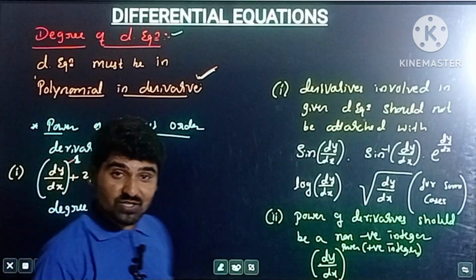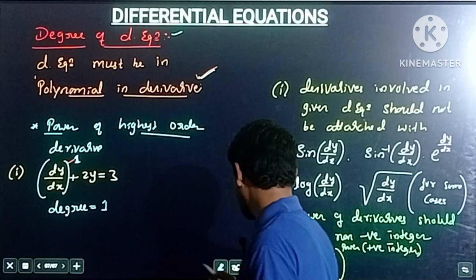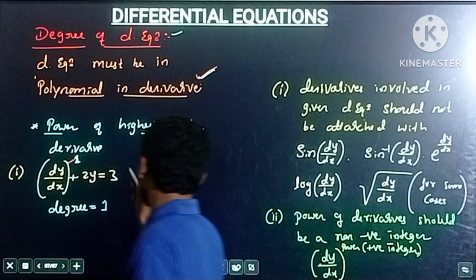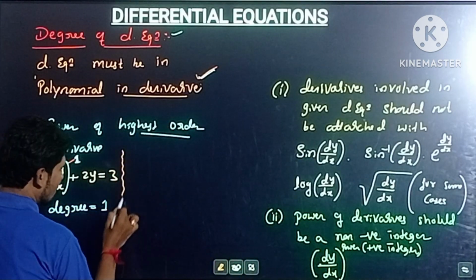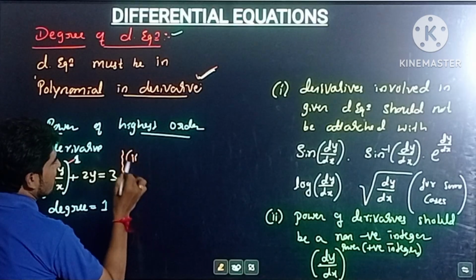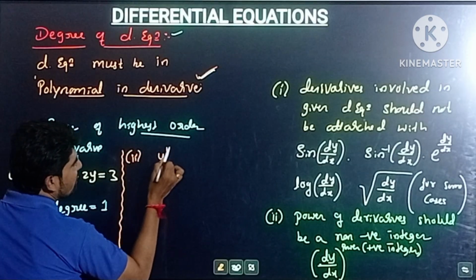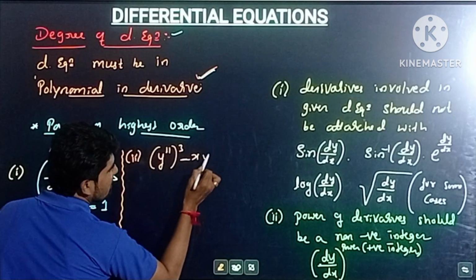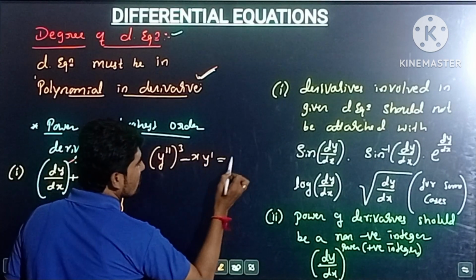I hope all of you understood. Now let us consider one more example to understand briefly. Let us consider one more example for determining the degree of a differential equation. See here, (y double dash) power 3 minus x y dash is equal to 2.